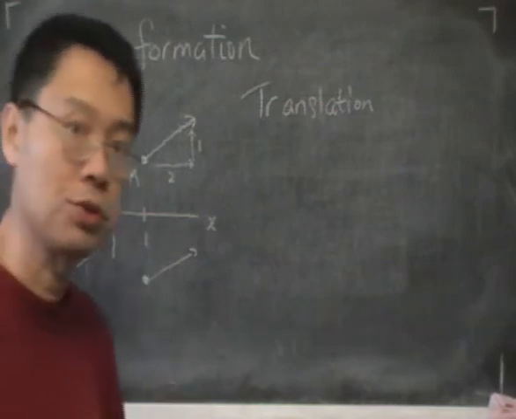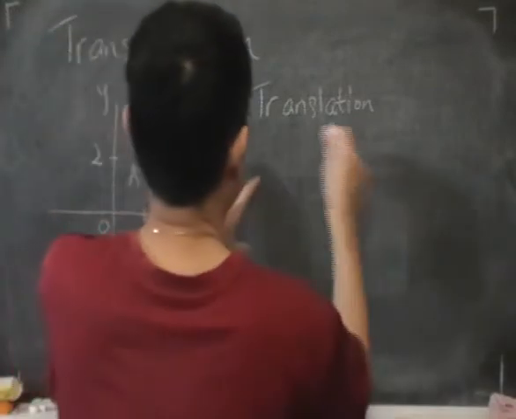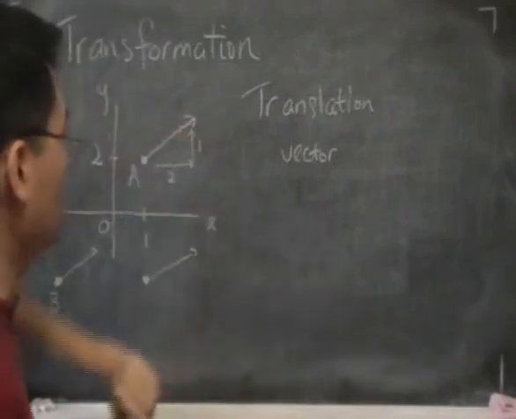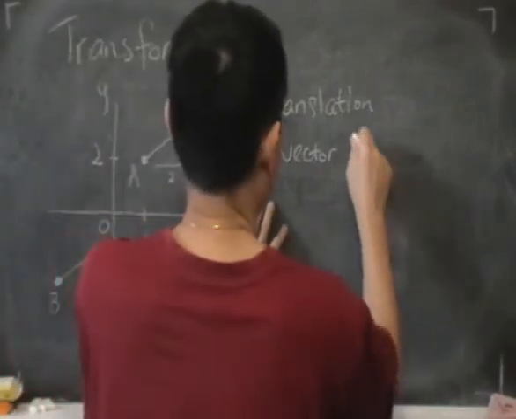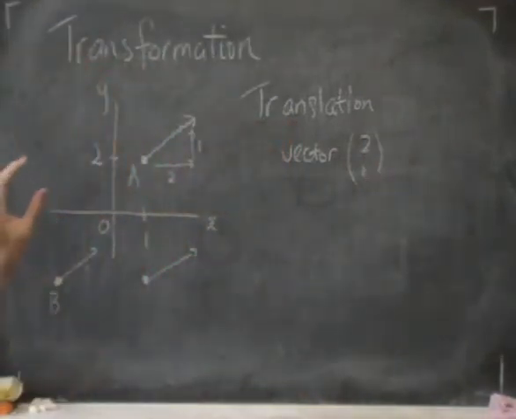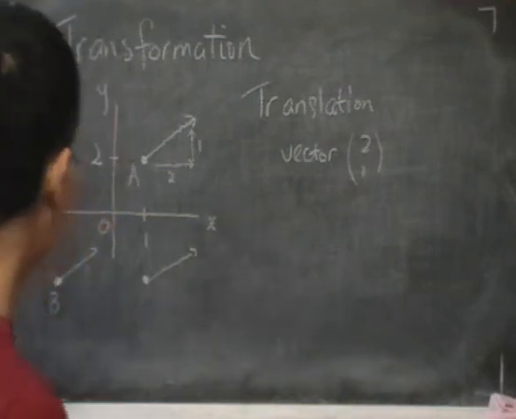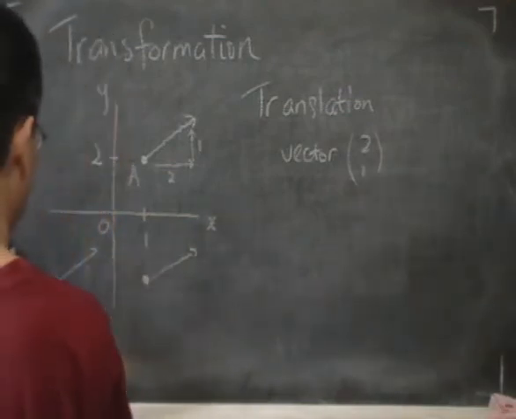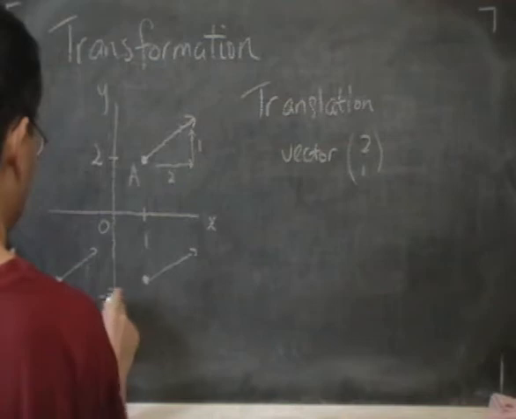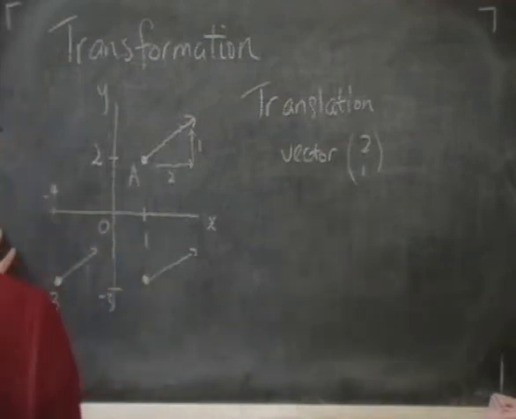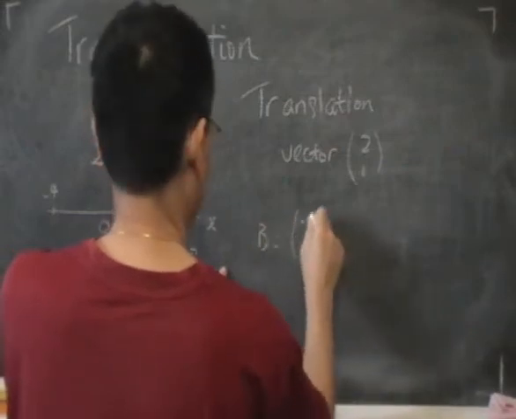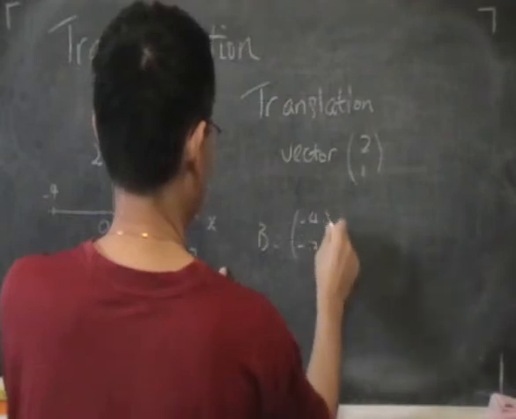Okay, and to describe such a translation, we use what is called a translation vector, given by this 2 and 1, which we can write in the matrix form. Now, the idea is that if you are given any points on the graph, for example, if you're given B, that B has coordinates of say -4, -3. Okay, so point B has these x and y values.